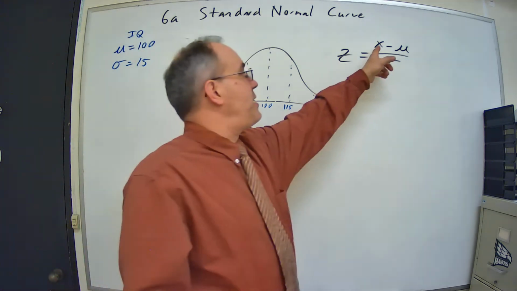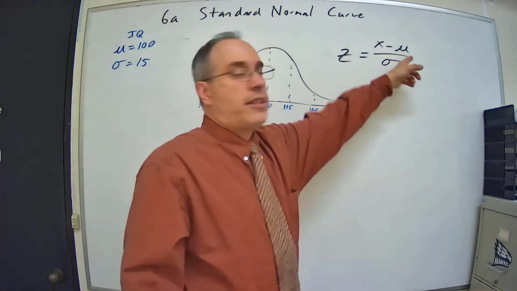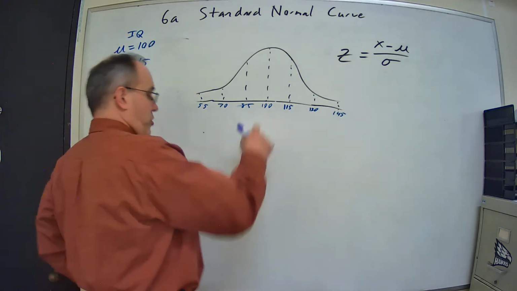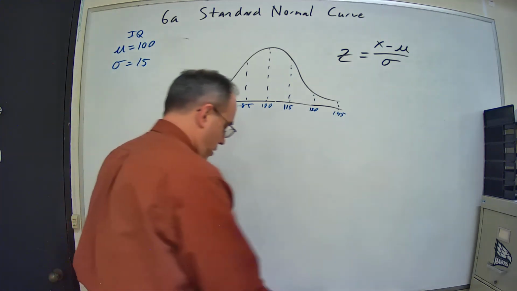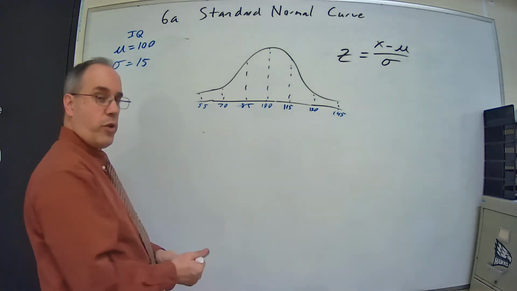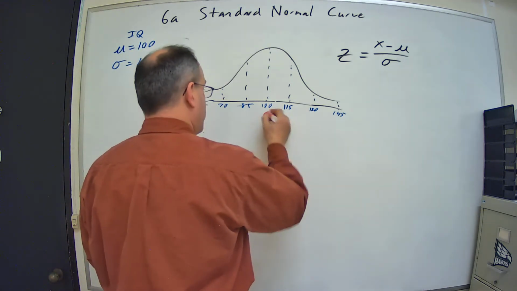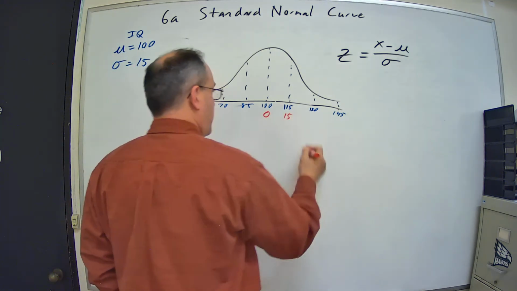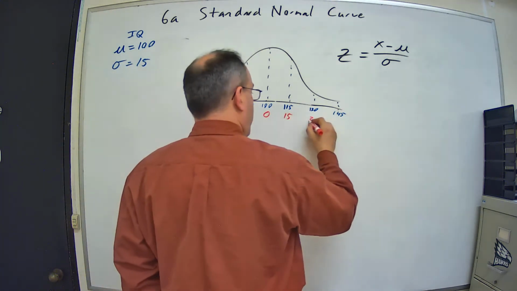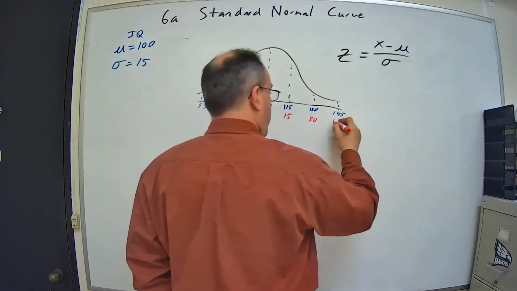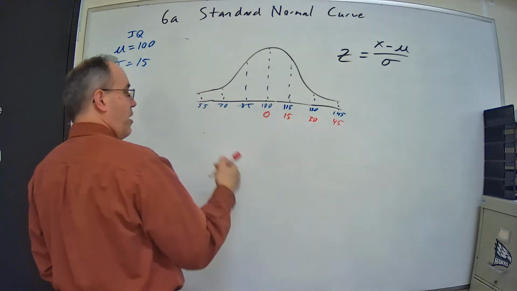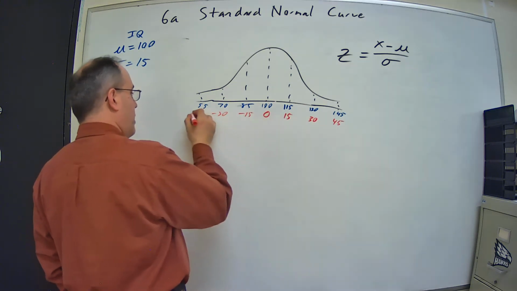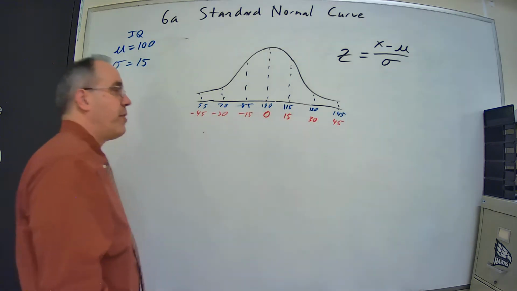So now I'm going to apply this z-score or standard normal score to each of these values. The first thing it says is take the data value and subtract the mean. The mean is 100. So 100 minus 100 is 0. 115 minus 100 is 15. 130 minus 100, 30. 145 minus 100, 45. And going the other direction, negative 15, negative 30, negative 45.